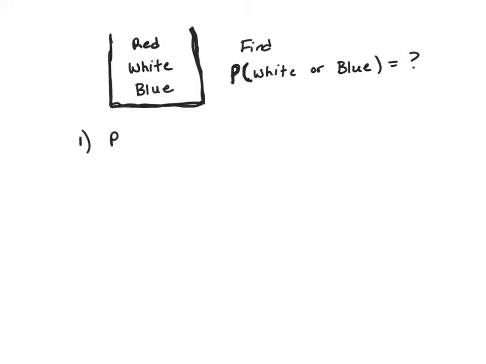Clue 1 says the probability the chip will be blue, probability of blue equals 1/5. And we're trying to find white or blue. So we know blue, but we know nothing about white, so clue 1 does not work.